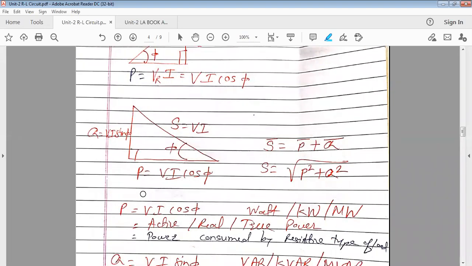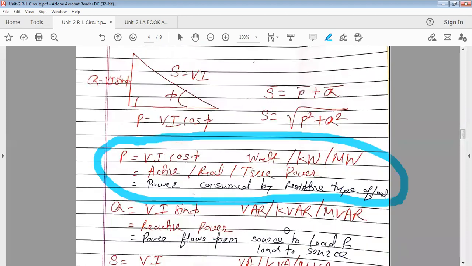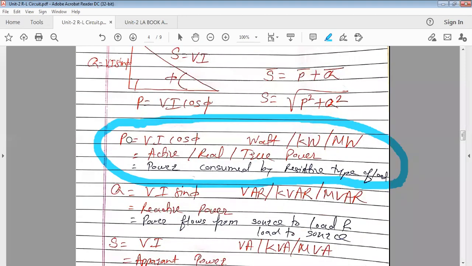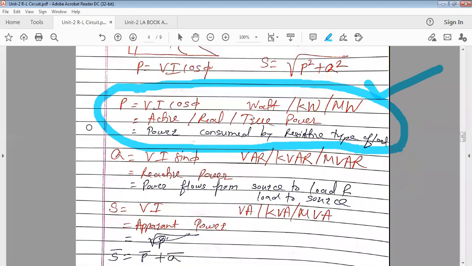Okay, so see, capital P, active power, true power, real power, power dissipated, power consumed. Formula is VI cos phi, and unit is watt, kilowatt, megawatt. And what is the definition? It is the power which is consumed by resistive type of load. MCQ question: power consumed by resistive type of load is called as which power? Active power.